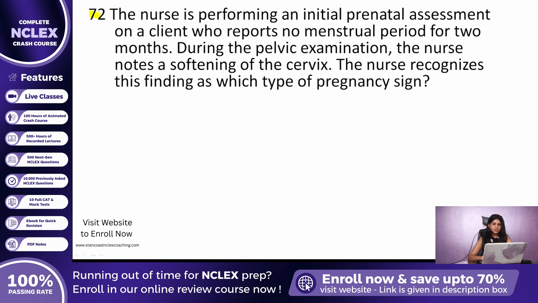The nurse is performing an initial prenatal assessment on a client who reports no menstrual period for 2 months. During the pelvic examination, the nurse notes a softening of the cervix. The nurse recognizes this finding as which type of pregnancy sign?